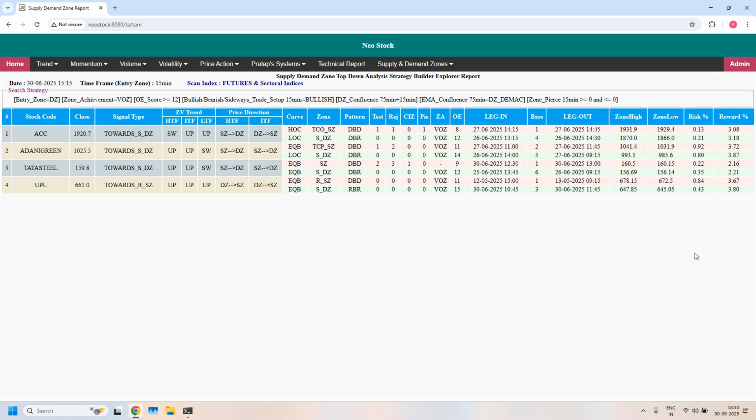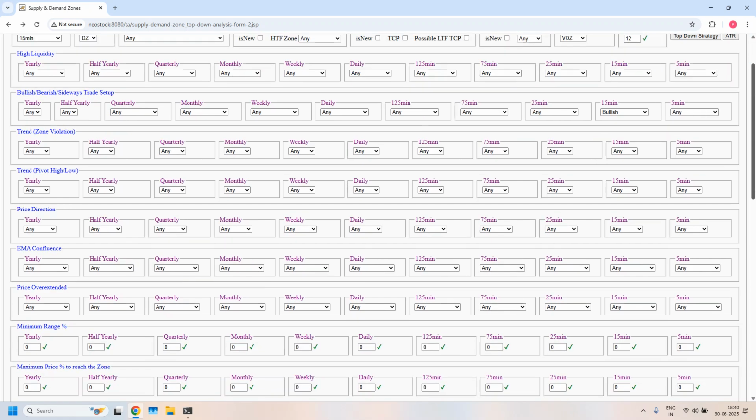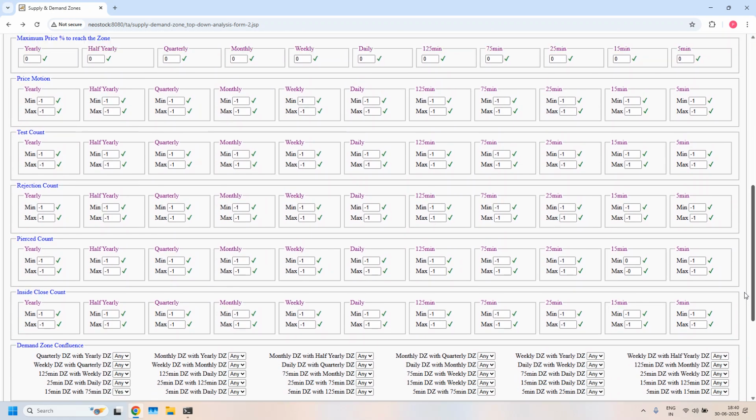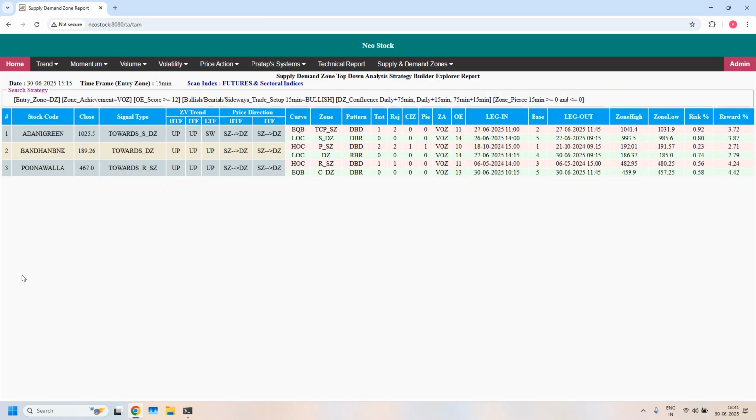Okay, next let us look into LTF, ITF and even HTF demand zone confluence supported stocks. That is 15 minutes, 75 minutes and daily demand zone confluence supported stocks. Removing the ITF filter. In the demand zone confluence, 3 filters we have to set. First one is already enabled. Next 15 minutes and daily. 75 minutes and daily demand zone confluence. By enabling all the 3 filters, we got 3 stocks.